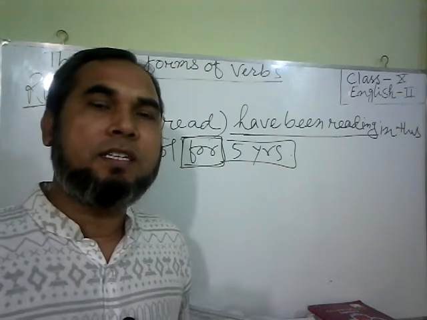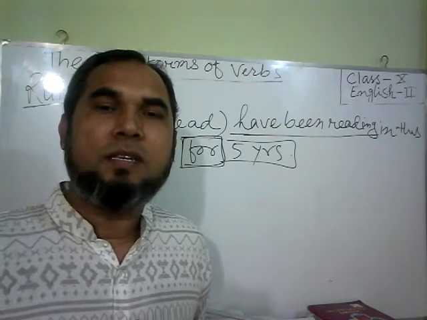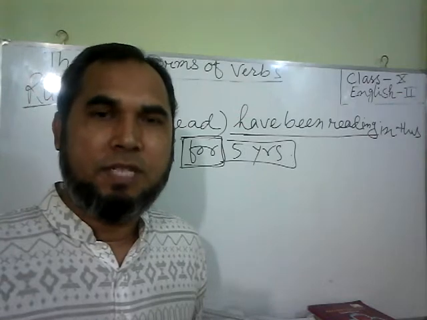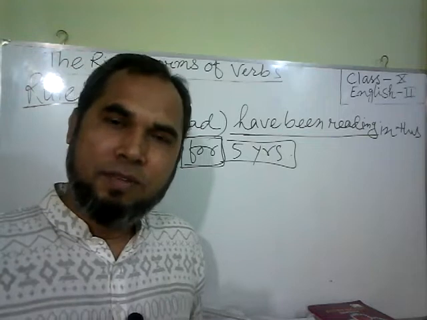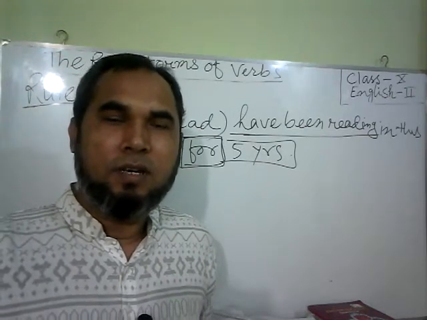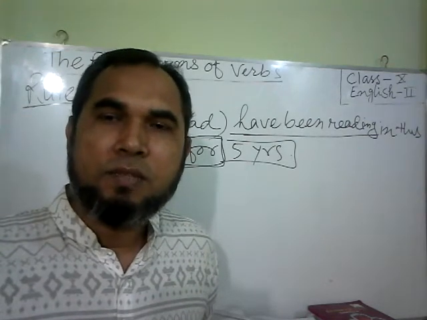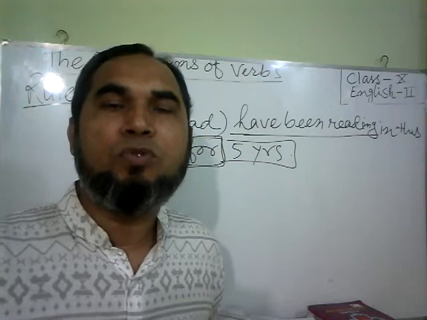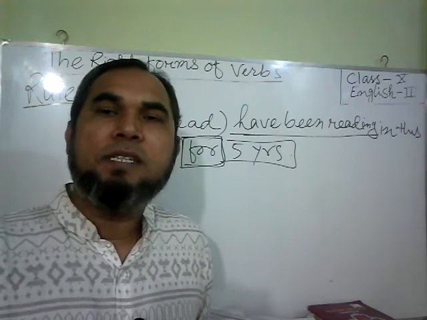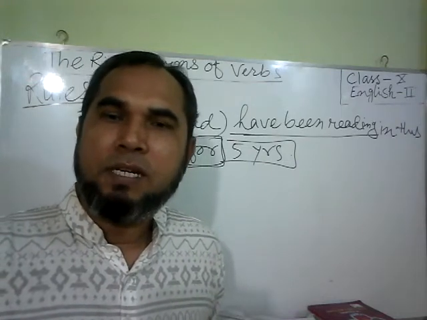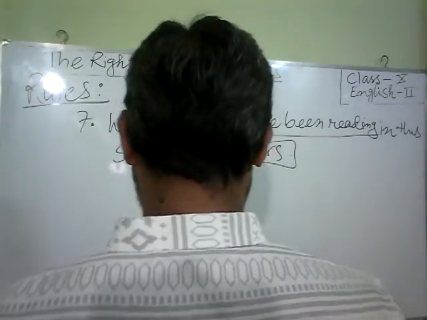We can have other examples. We have been living in this house since 2015. From 2015 we have been living in this house. It has been raining since morning. It has been raining for 2 hours. In this type of sentence you have to write it in present perfect continuous tense. Clear? Okay, let us move to the next rule.